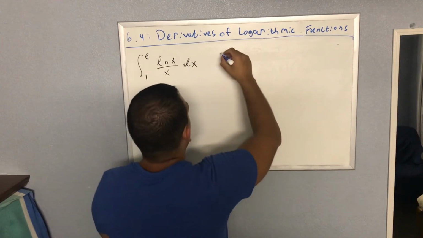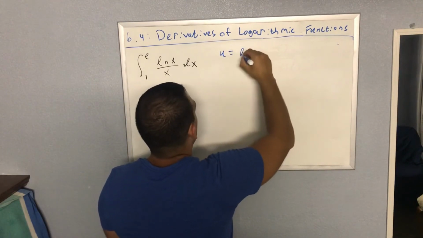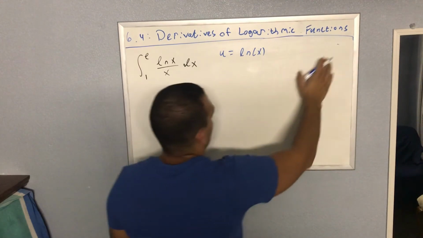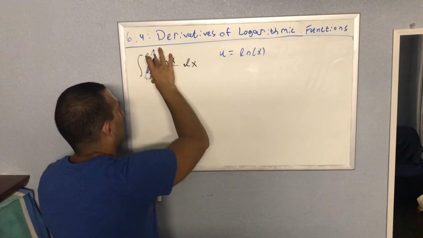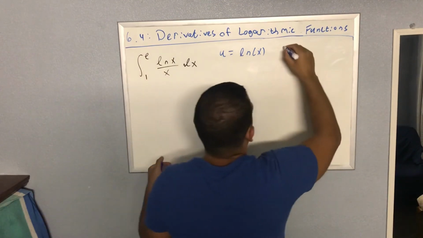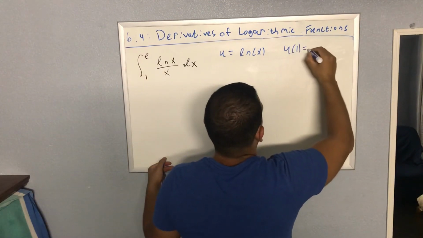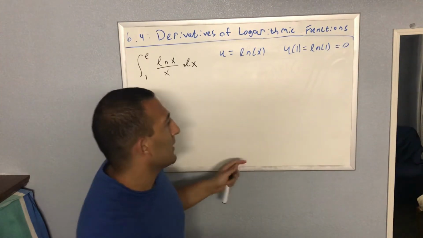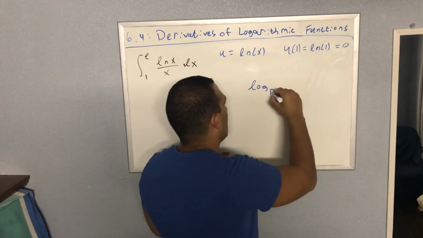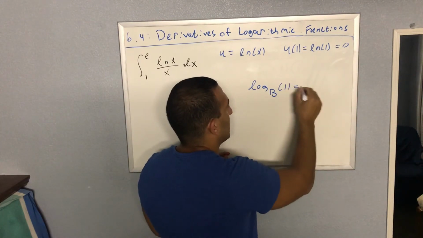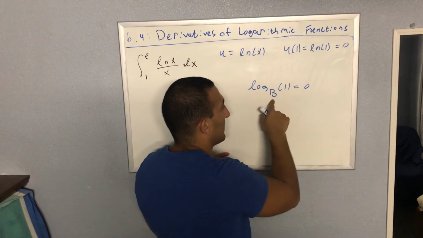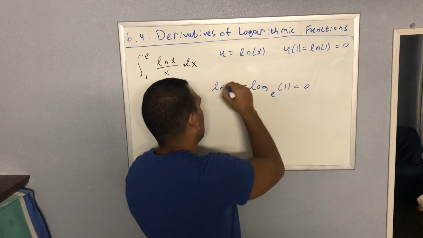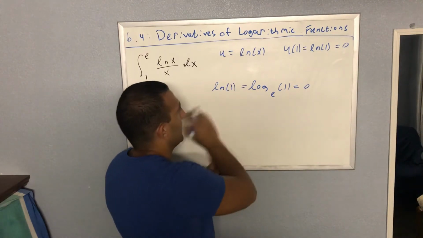So when we do u substitution, we're going to let u be the ln of x, okay? And so remember that when we do this, we need to find u limits of integration. So u, if you stick 1 into this, you get the ln of 1, which is 0. Remember, we said log base b of 1, no matter the base, is 0. So in our particular case of e, where the base is e, aka ln, this is 0.